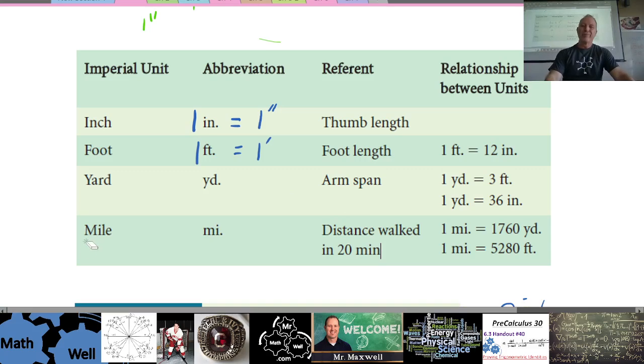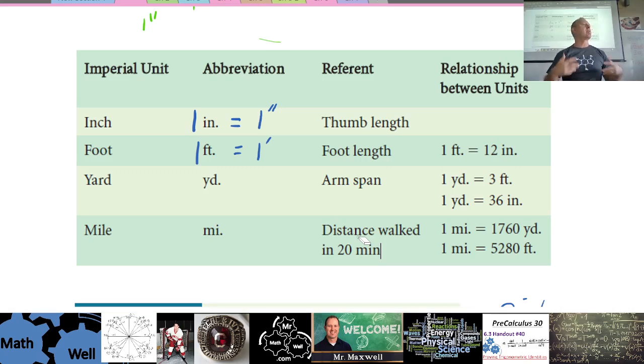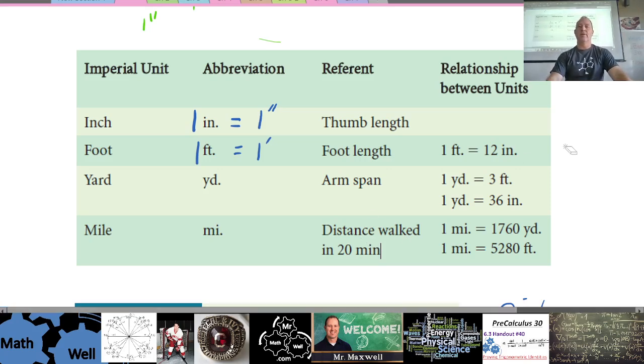And a mile, if you walk at a normal, regular pace for about 20 minutes, you've walked about a mile. So just to give you some idea of the length of these imperial units. Any questions?